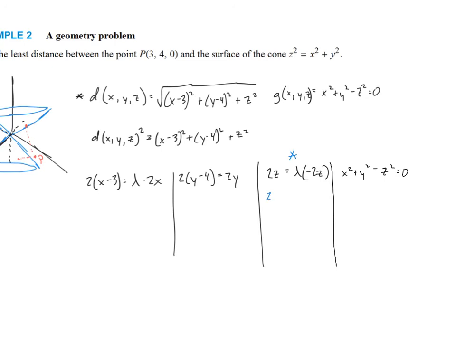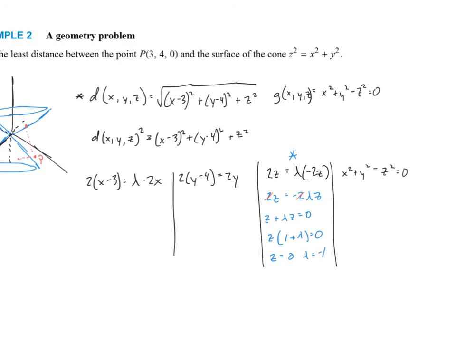So if we have 2z equals negative 2 lambda z, the first thing I can do is cancel out a 2 on both sides, or divide both sides by 2. And then I want to take z plus lambda z equals 0, so add that term to both sides. And then I can factor z times (1 plus lambda) equals 0, and we get two solutions there. z equals 0 or lambda equals negative 1.